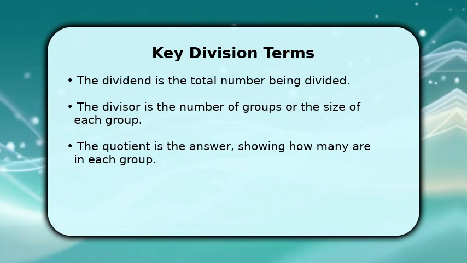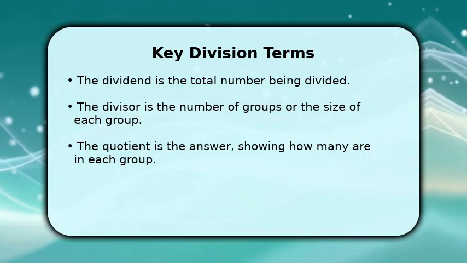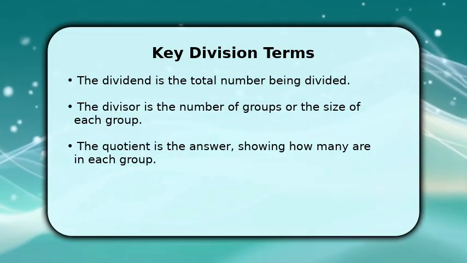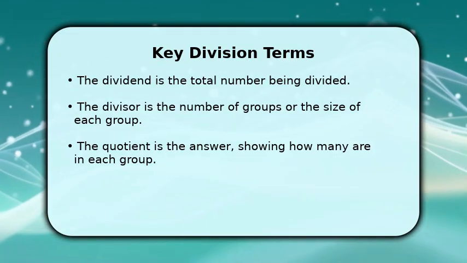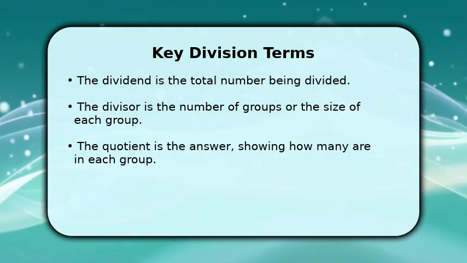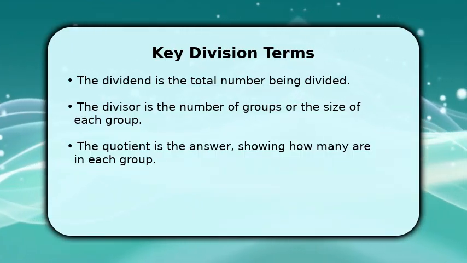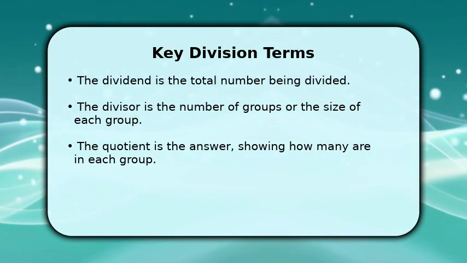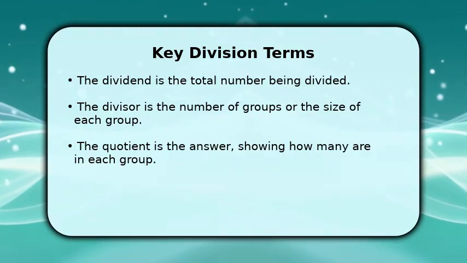The dividend is the big number you are sharing, like 20 apples. The divisor is how many groups you are making, perhaps 4 friends. The quotient is your answer, telling you how many apples each friend gets. Sometimes, you might have a remainder, which is what's left over after sharing equally.